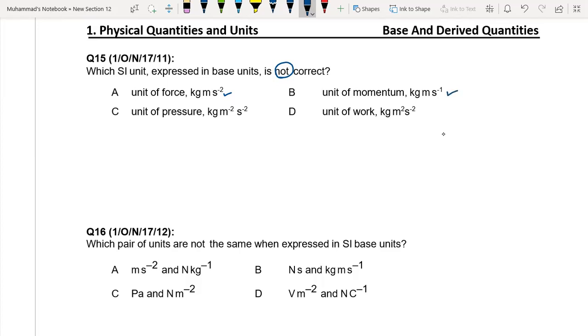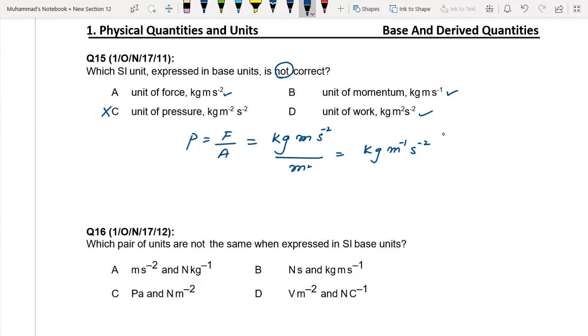The unit of pressure is defined as force over area, and force is mass times acceleration, that is kg m s^-2 over meter square, which is the area. So this is kg m^-1 s^-2. So this is not an incorrect unit of pressure, because there should be the minus 1. The unit of work, I have already done that, kg m^2 s^-2. So these are correct units, and we have to look for the unit which is not correct.